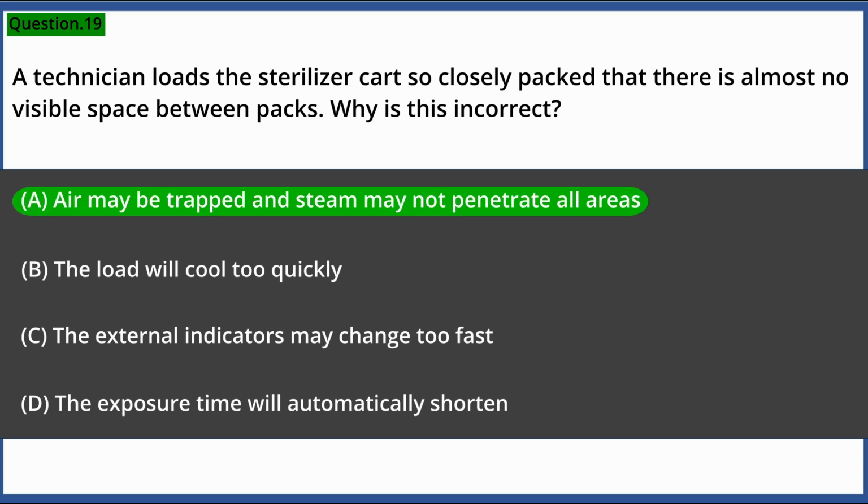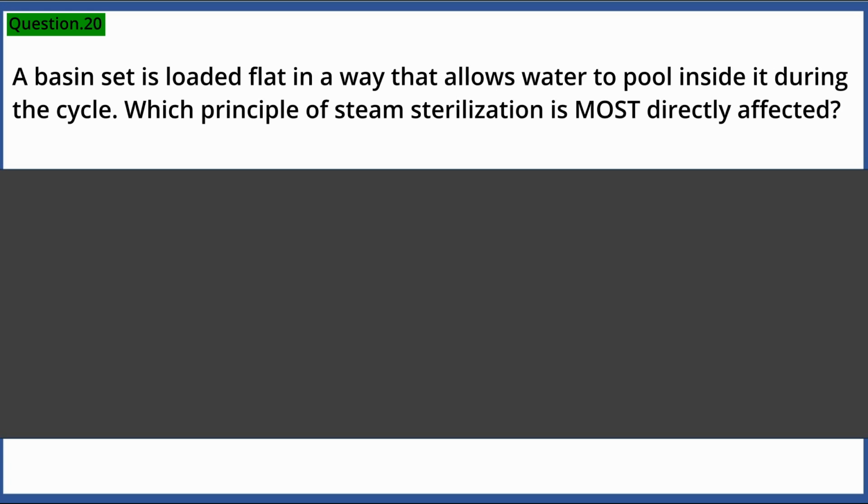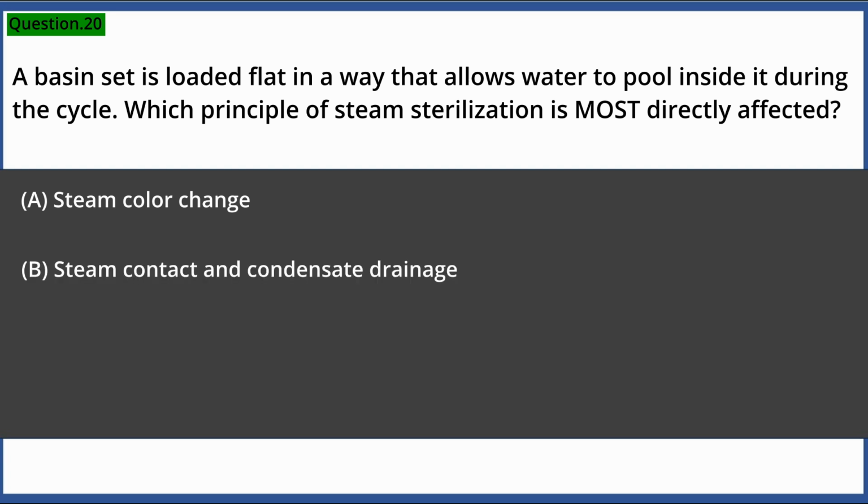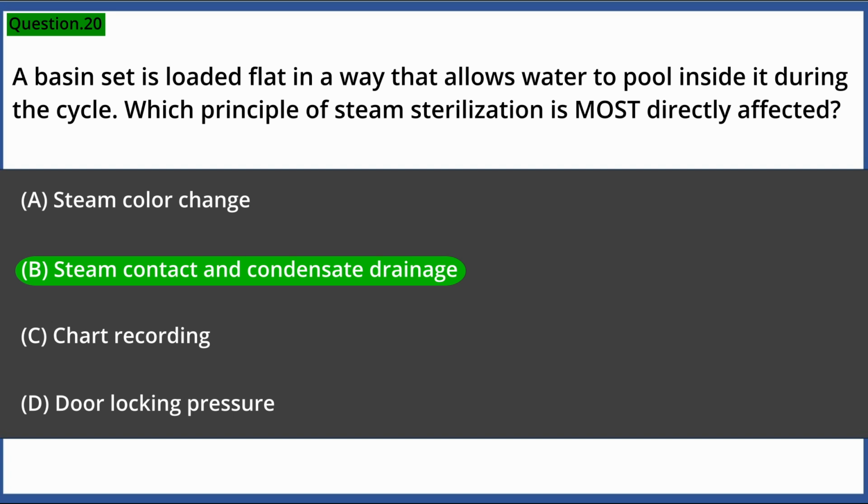Answer. A. Air may be trapped and steam may not penetrate all areas. A basin set is loaded flat in a way that allows water to pool inside it during the cycle. Which principle of steam sterilization is most directly affected? A. Steam color change. B. Steam contact and condensate drainage. C. Chart recording. D. Door locking pressure. Answer. B. Steam contact and condensate drainage.